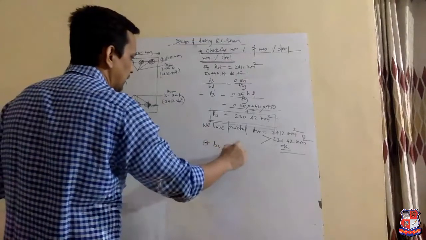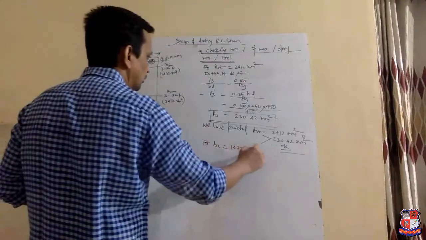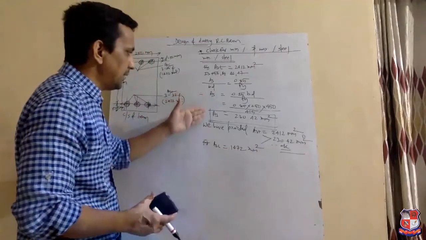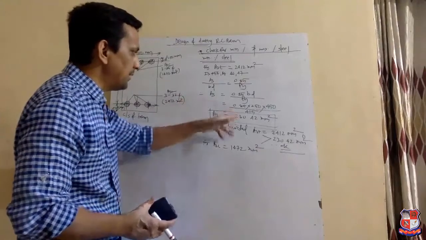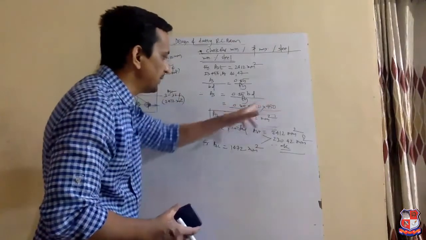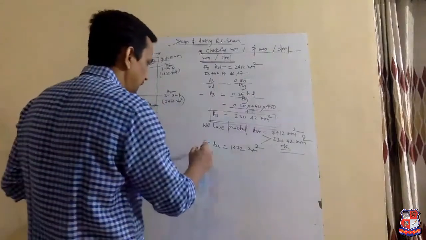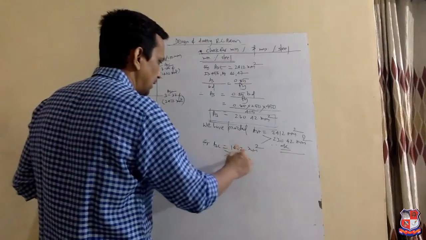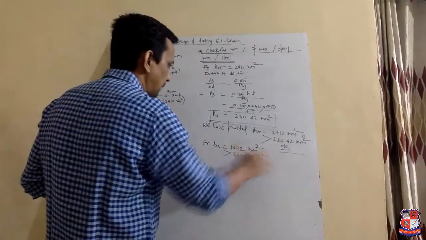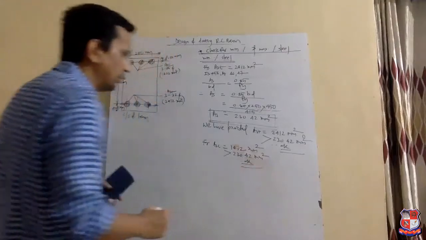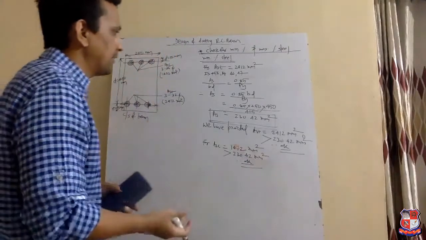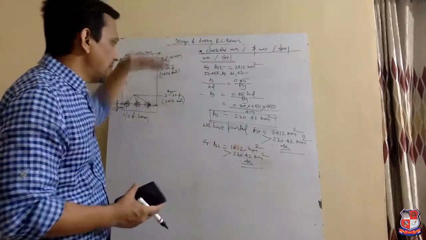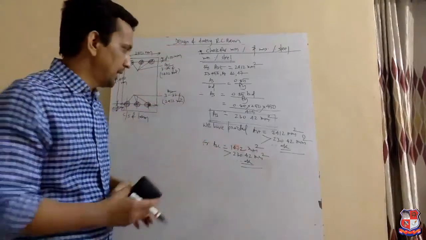For ASC, we have provided 1472 mm square. So the minimum area of steel will remain the same. Why? Because the width, depth and steel grade are the same. So we have provided 1472 mm square, which is greater than 230.42 mm square. That's why it is okay. So our reinforcement detail satisfies IS criteria in both the compression zone as well as the tension zone.